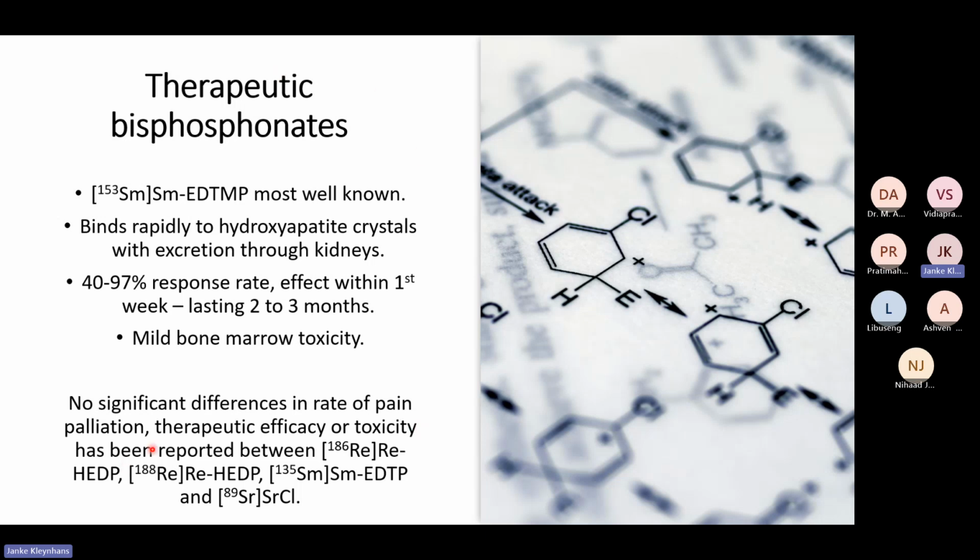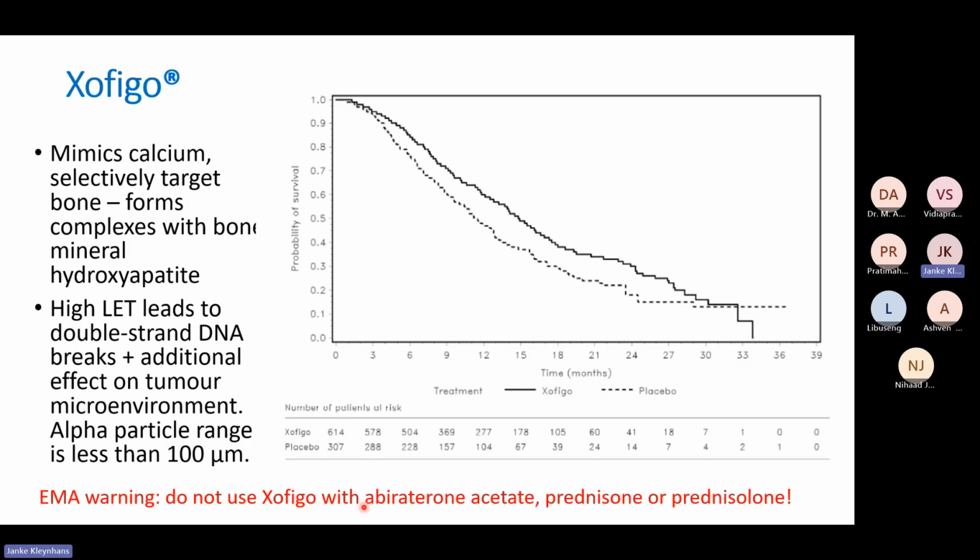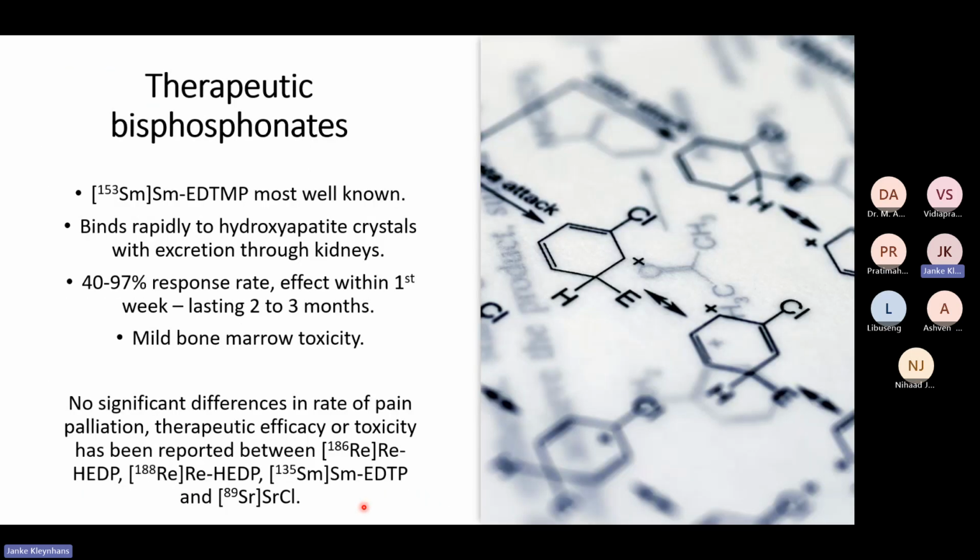And often there is no significant differences between the rate of pain palliation, the efficacy or toxicity between these agents. So all of these bisphosphonates as well as strontium chloride 89 has similar pain relief. So the differences might be in the toxicity, not the toxicity, but just maybe how often you can give it and so forth.